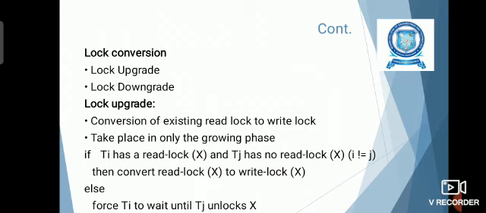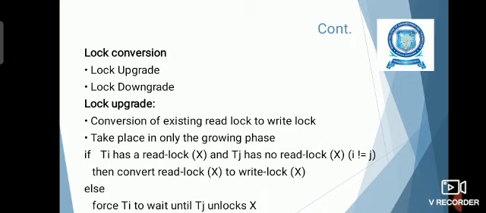Next, there is a process called lock conversion. Two lock conversions may be possible: lock upgrade and lock downgrade. Lock upgrade means converting from the read lock to write lock. So this can be possible only at the growing phase. So if TI has a read lock and TJ has no read lock on a data item, then convert the read lock to write lock, else force TI to wait until TJ unlocks X.